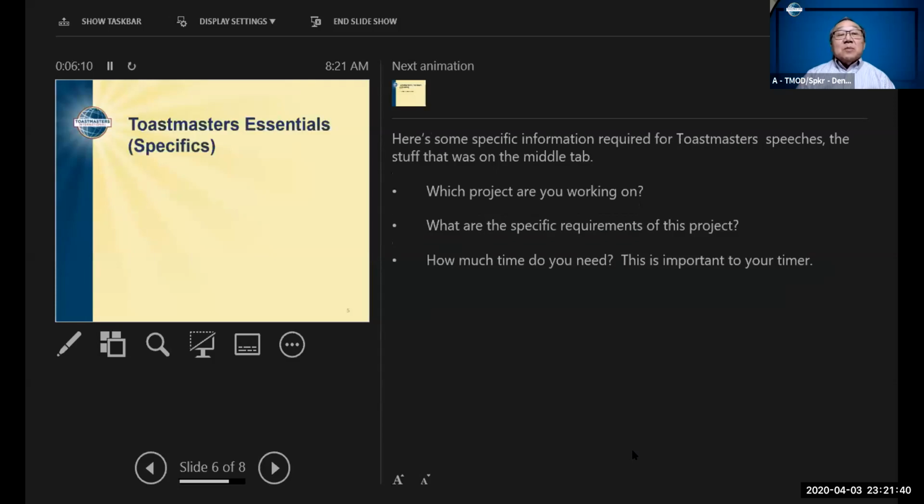And for Toastmasters, there's some special stuff that we need. First of all, which project are you working on? Next, what are the specific requirements of your project? And finally, how much time are you going to need? And this is very important for your timer.